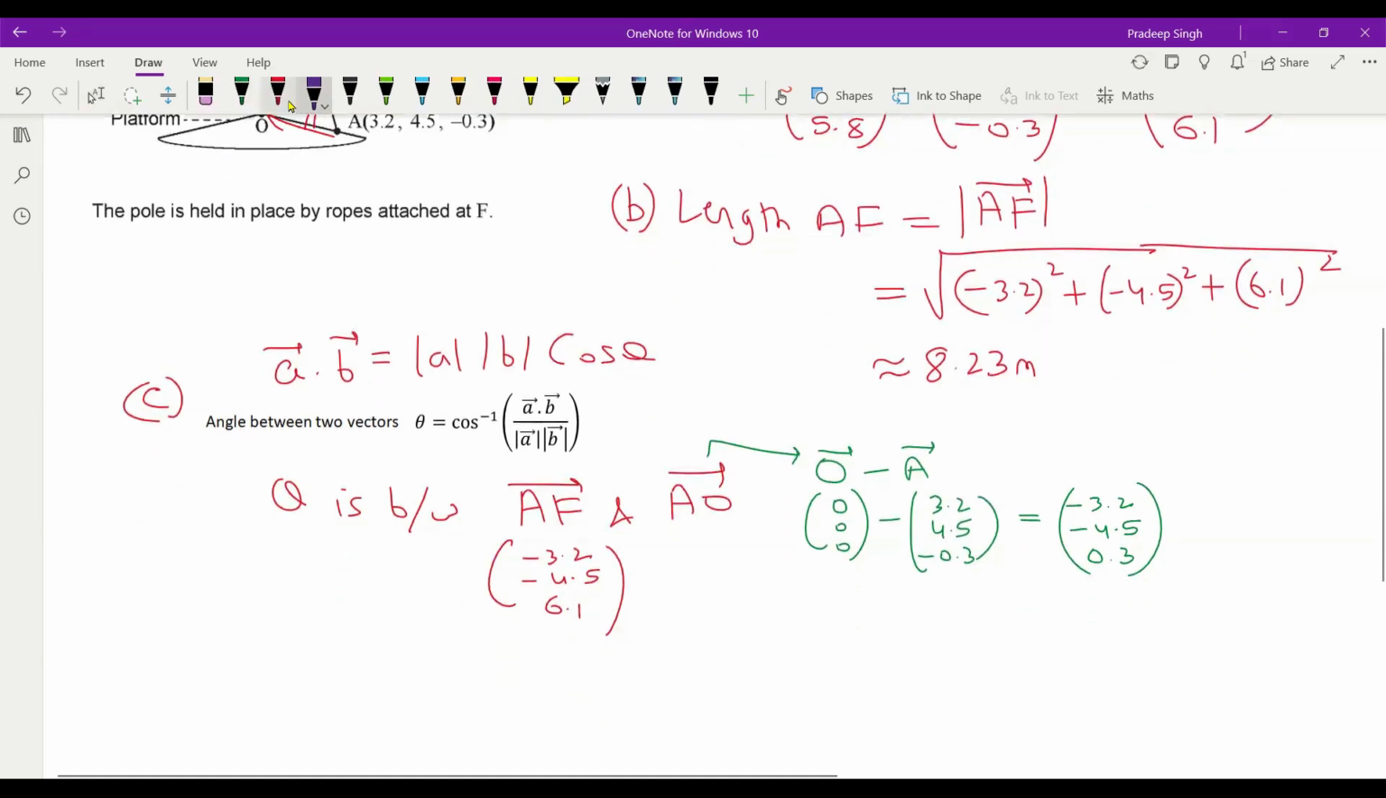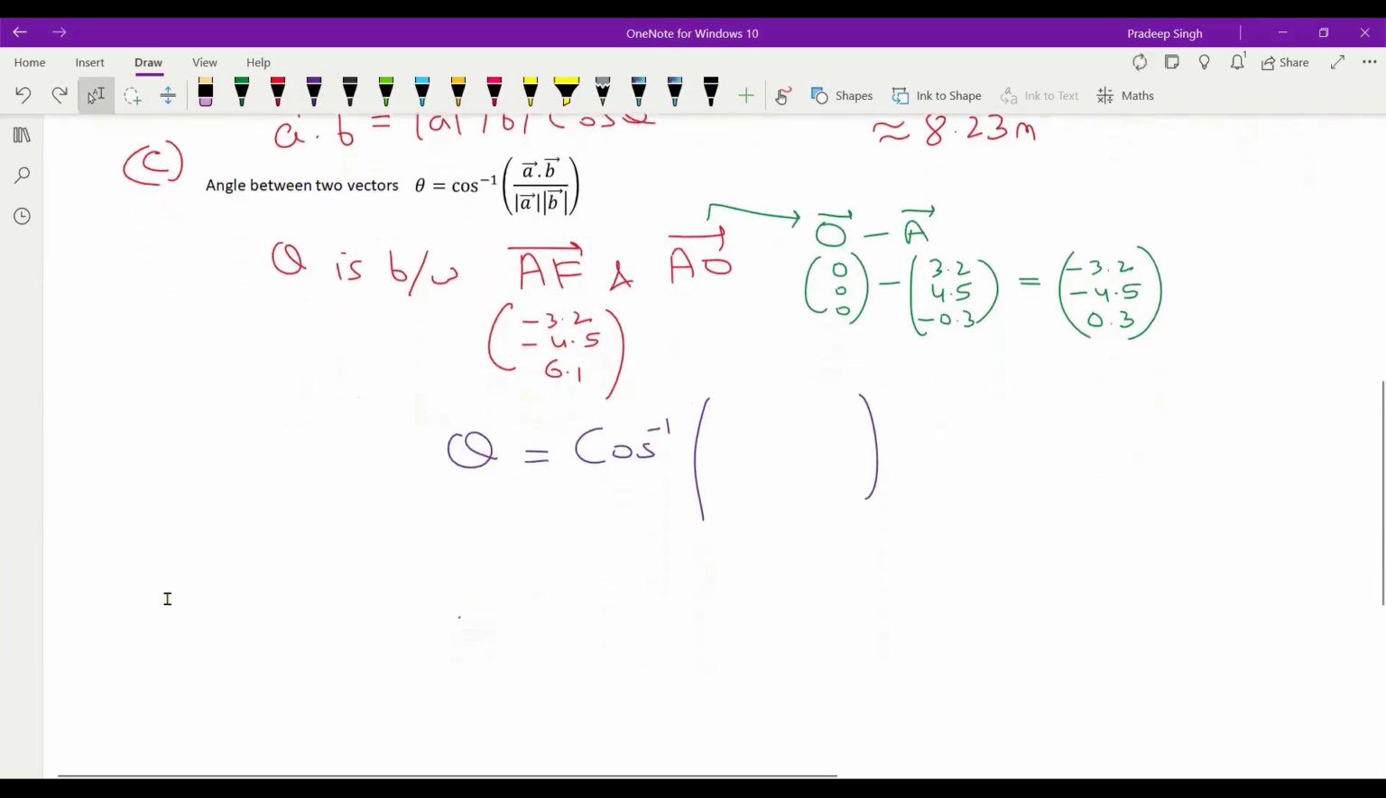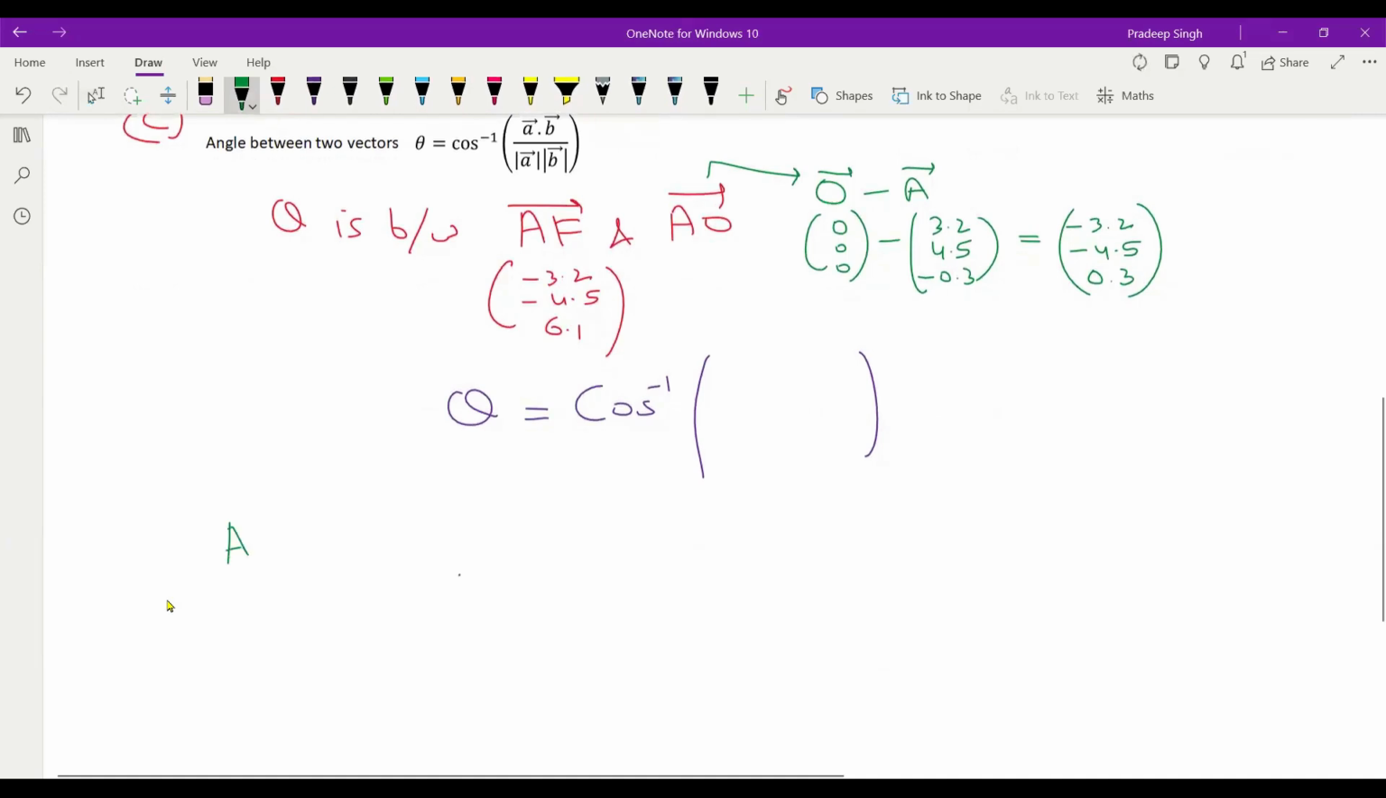Now let's try to use the formula. We'll do cos inverse. In the numerator, we will have the dot product between these two vectors. Let's find the dot product between AF and AO. So we'll write AF dot AO vector. AF we found out over here, which is minus 3.2, minus 4.5, and 6.1. We take the dot with AO, which is over here, minus 3.2, minus 4.5, and 0.3.